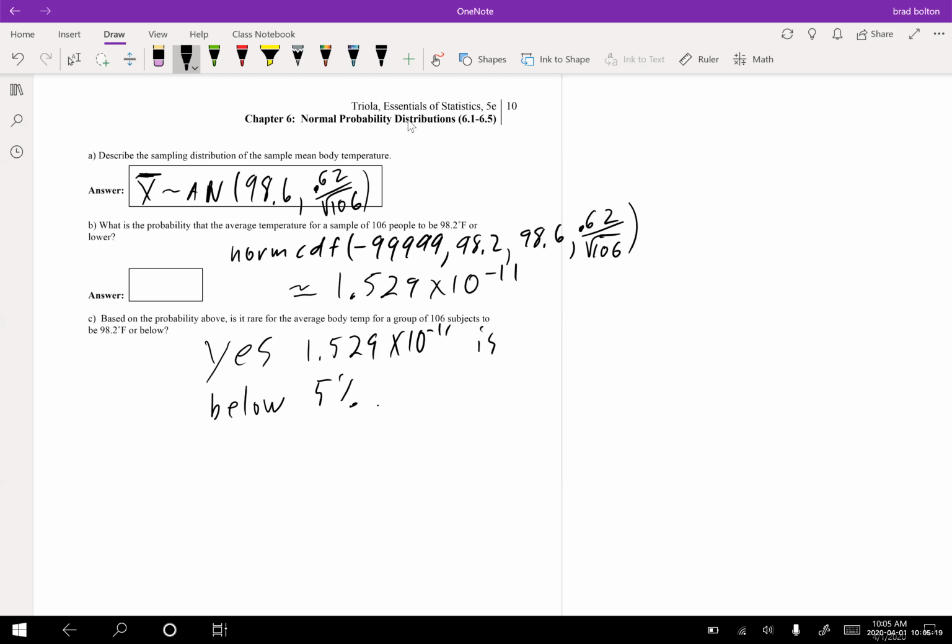I'm going to have to mess with my calculator, guys. I don't know what I did to it. Something's going on in there. But yeah, it should be a very, very small percentage chance that on average, you get 106 people to have a mean of 98.2.